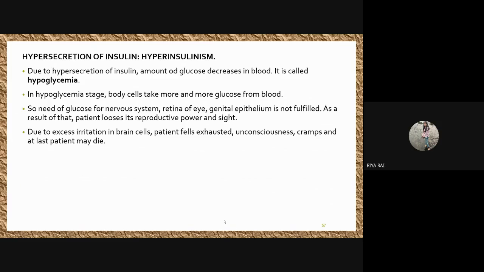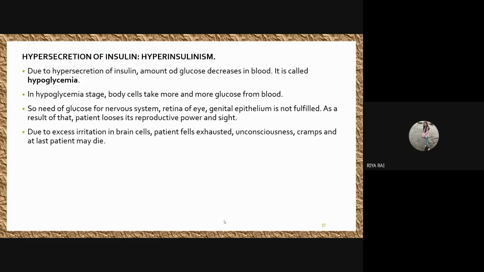Hypersecretion of insulin is also known as hyperinsulinism. Hyperinsulinism leads to hypoglycemia, that is, reduction in the blood sugar level. In hypoglycemia, the body cells take more and more glucose from the blood, so the need of glucose for the nervous system, retina of the eye, and genital epithelium is not fulfilled.